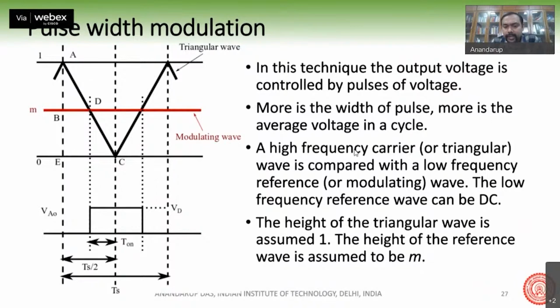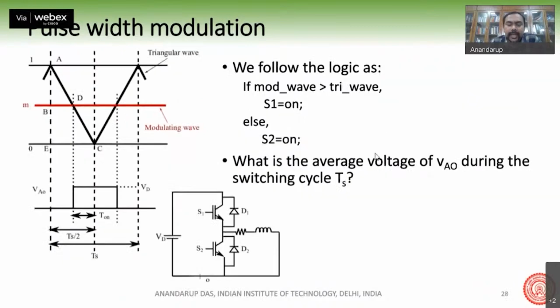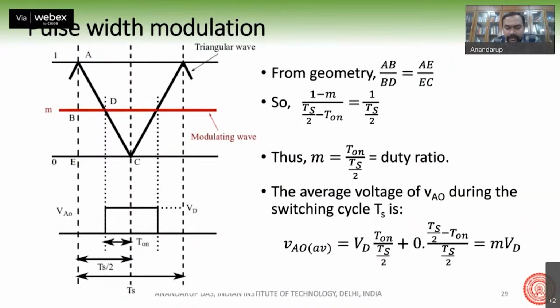We usually keep the triangular wave height to be 1, but the modulating wave height will be M. And so the average voltage which comes across the load can be changed by changing the position of the modulating wave with respect to the triangular wave. So the average voltage VAO average is equal to M times VT, where VT is the DC bus voltage magnitude and M is the height of the modulating wave, where 0 is less than M less than 1.